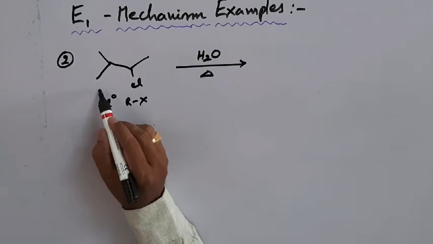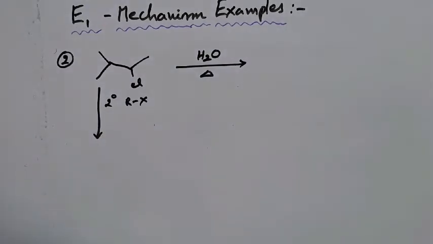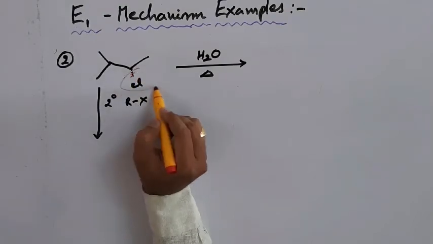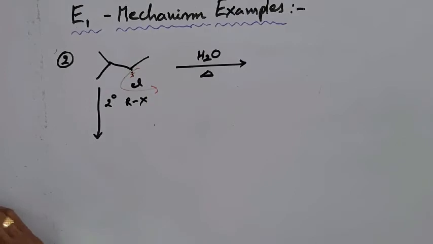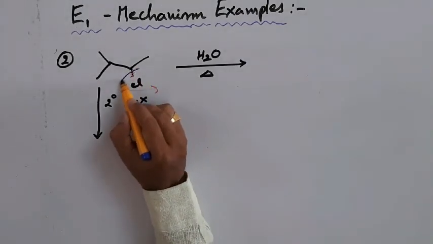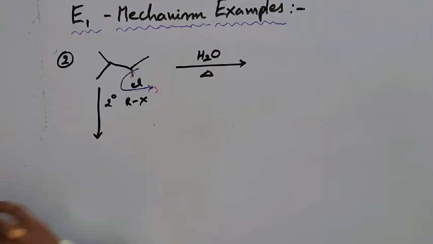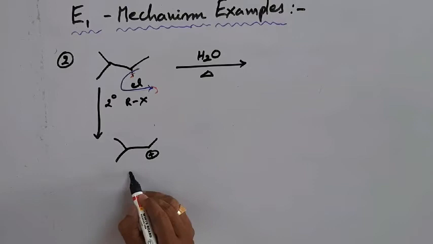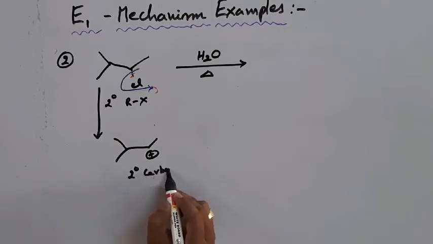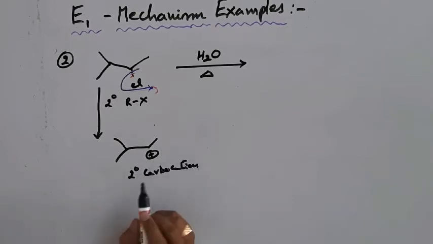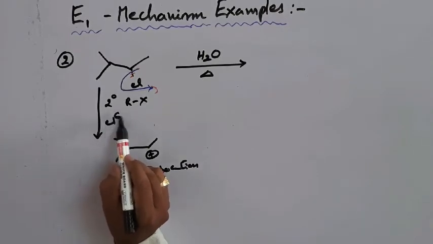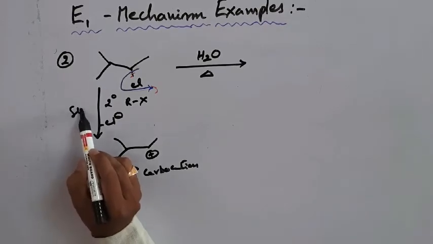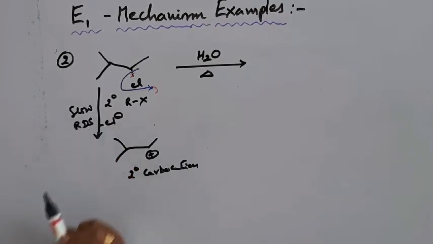In the E1 mechanism, we all know pretty well, the first step is a rupture of carbon halogen bond in a heterolytic manner. So as a result, this rupture is occurring. Because of this particular rupture, the chloride ion will be removed and we are going to get a carbocation intermediate, and this carbocation obtained is secondary carbocation. So I removed chloride ion, secondary carbocation intermediate is obtained. This step is the slowest step or rate determining step.